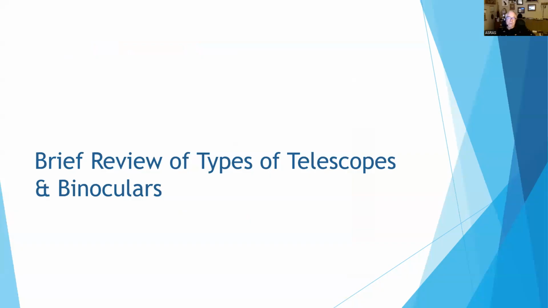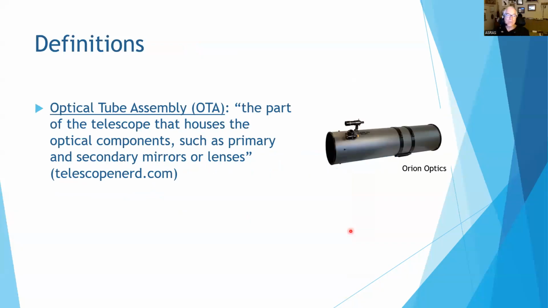Types of telescopes. I want to do a couple of definitions. First of all, optical tube assembly. I can't tell you how often I heard OTA hanging around the club before I finally figured out what it was. It's the part of the telescope that houses optical components such as the primary and secondary mirrors or lenses. And this is an example from Orion Optics of an optical tube assembly.